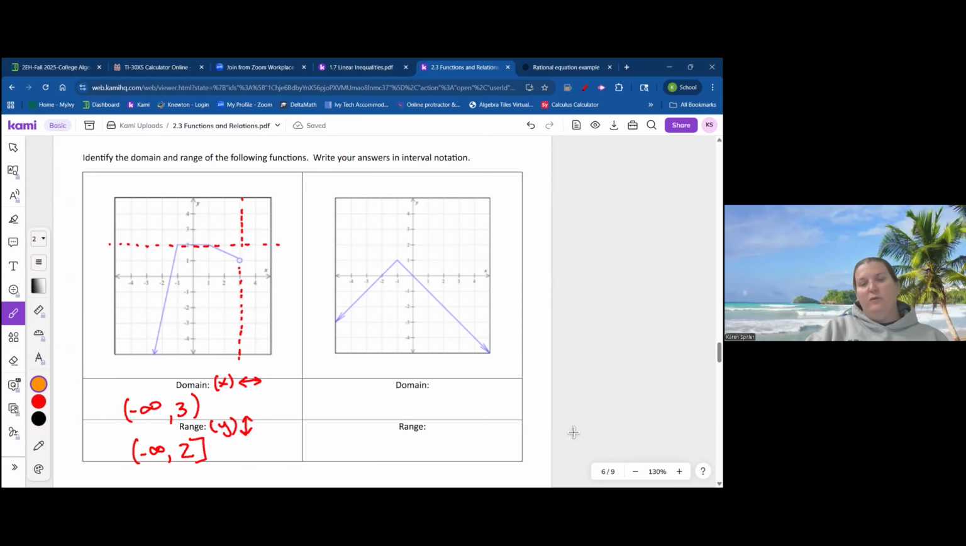This is an absolute value function. The domain is all real numbers. And the range, the highest it goes is 1, and the lowest it goes down there with those arrows is -infinity. So this is from -infinity to 1 bracket.